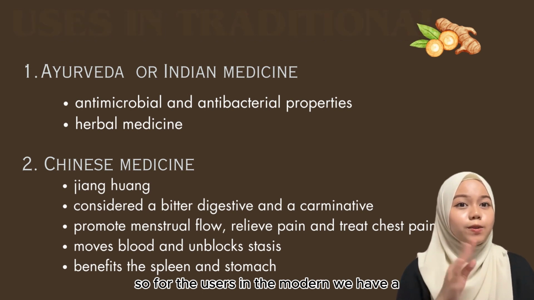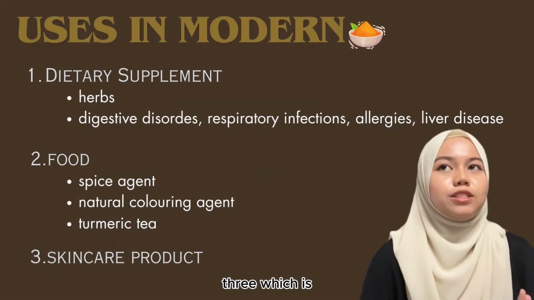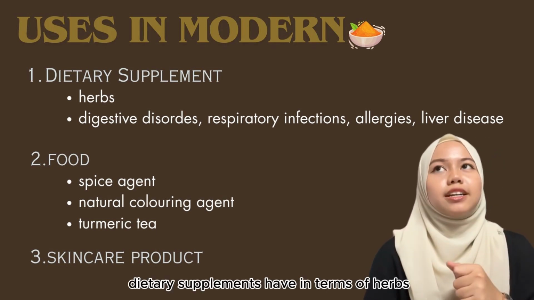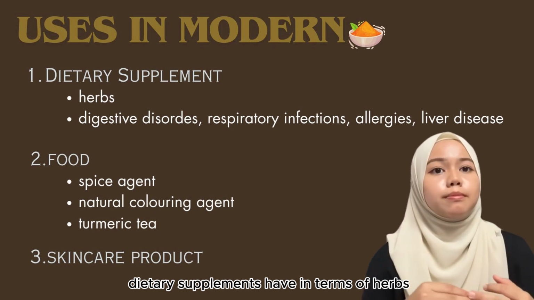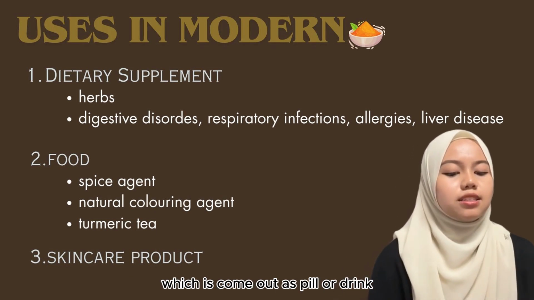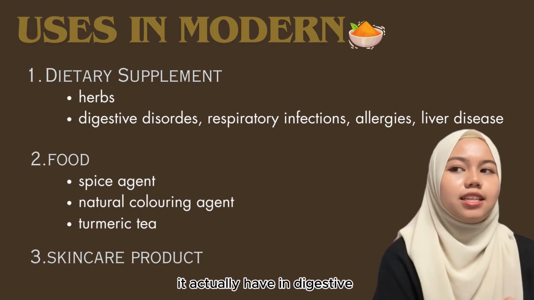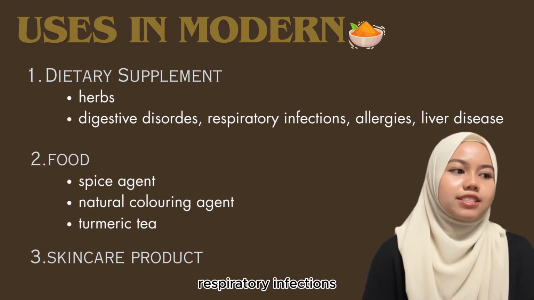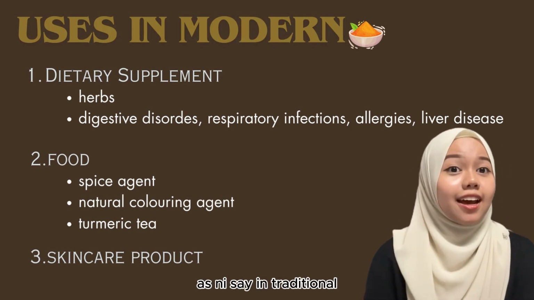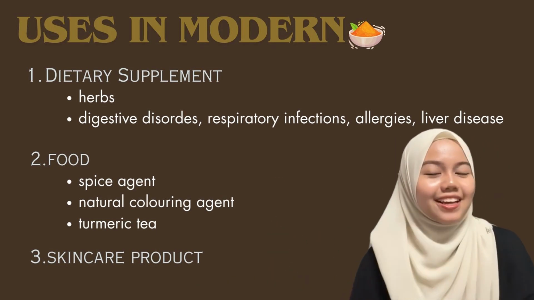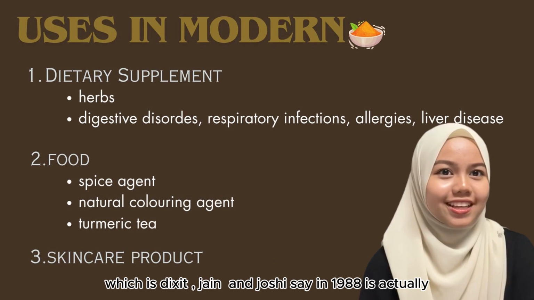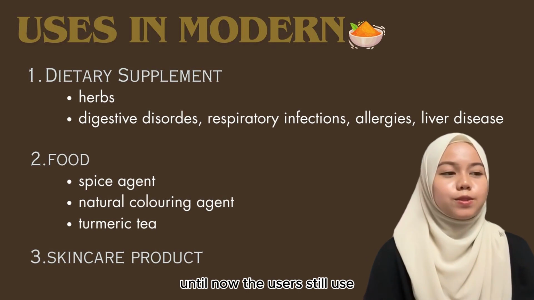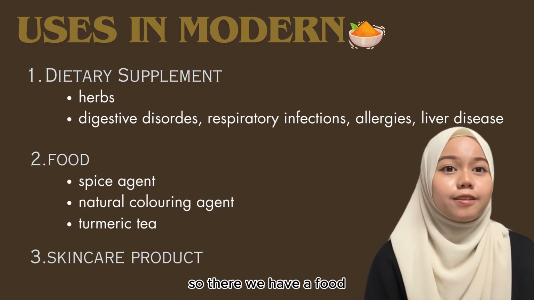So for the uses in modern, we have three, which is first promoted as a dietary supplement. Dietary supplements come in terms of herbs, which come out as a pill or drink. It actually helps in digestive disorders, respiratory infection, allergies, and also liver disease. Like I said in traditional, the diseases James and Josie said in 1988 are actually until now still what users use it for.